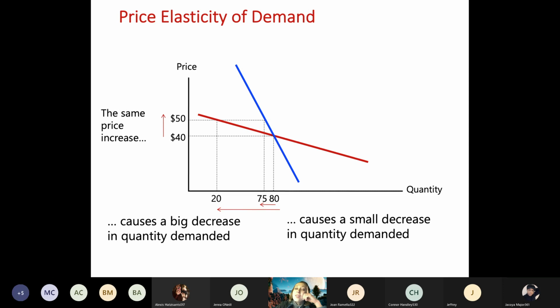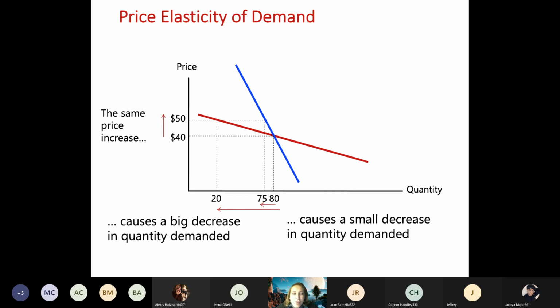So look at these two different demand curves. One is flat, one is steep. That's the difference. In the case of the blue curve, it's not a curve, it's like a line, but we call it a curve because it can be curvy as long as it's downward sloping. We're looking at a demand curve.